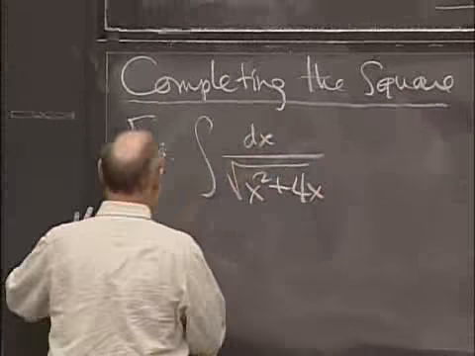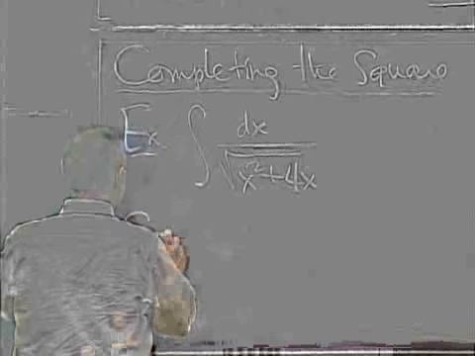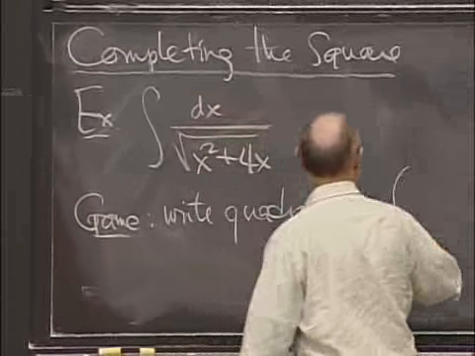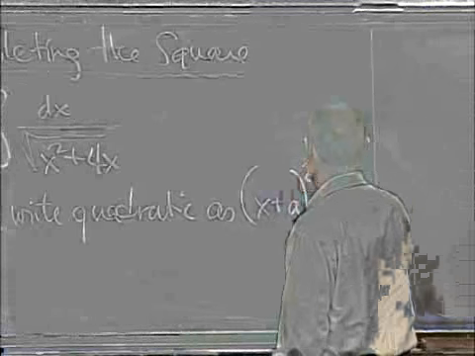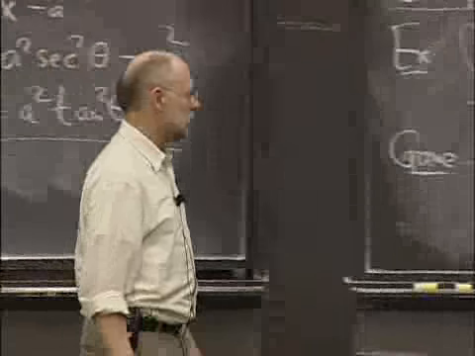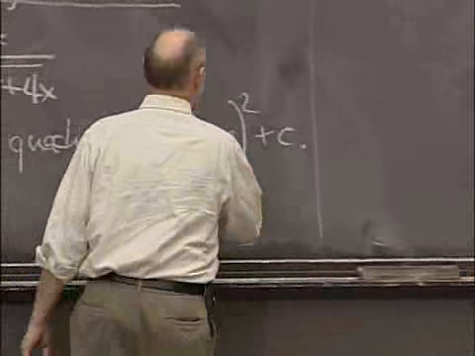So the game is to rewrite a quadratic as something like x plus something or other, squared, plus some other constant. So try to write it in the form a square plus or minus another constant. And then we'll go on from there.